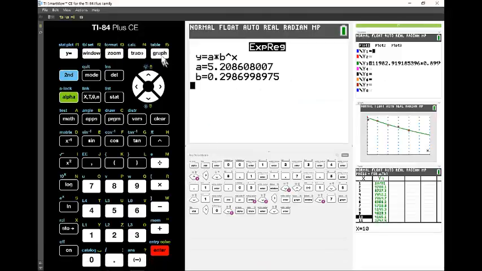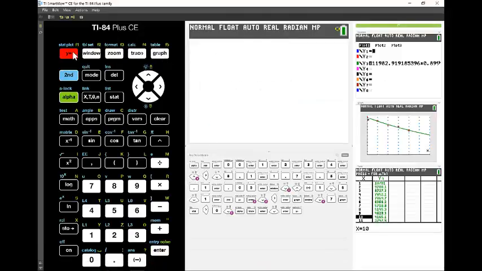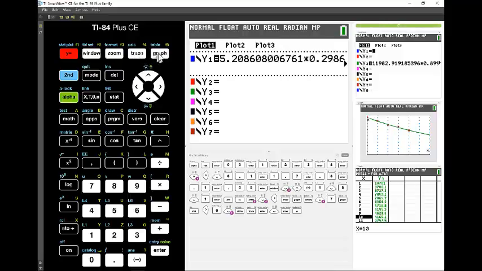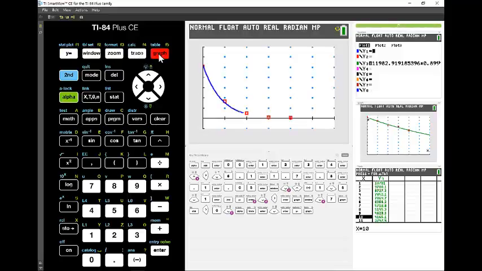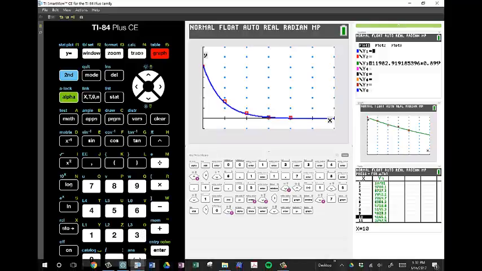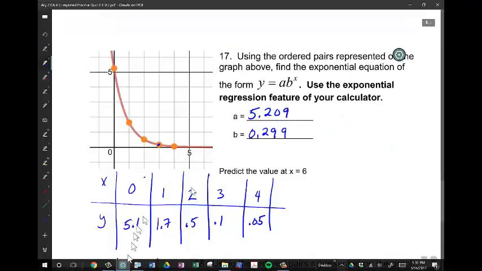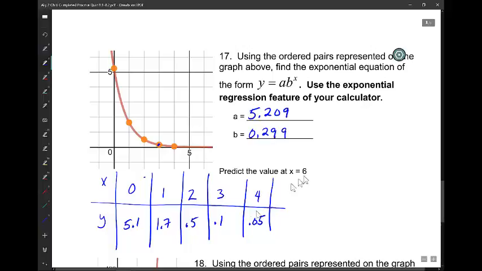Now we can go back to our graph, because realize we did push them into our y value. We go back to my graph, and we can take a look and see if my graph does go down. It seems like it does, and it seems like it's approaching. The last thing we're going to try to do is find the value for our function when it says predict the value at x equals 6.